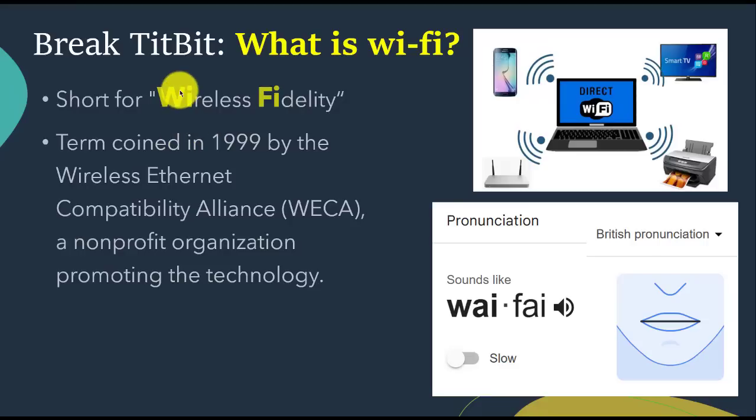What is Wi-Fi? Y is for wireless. Fi or fi, not fi. Fi is fidelity. So Wi-Fi is a shortened form of wireless fidelity. When did the term come out? It was coined in 1999 by WECA. WECA is the Wireless Ethernet Compatibility Alliance, a non-profit organization.